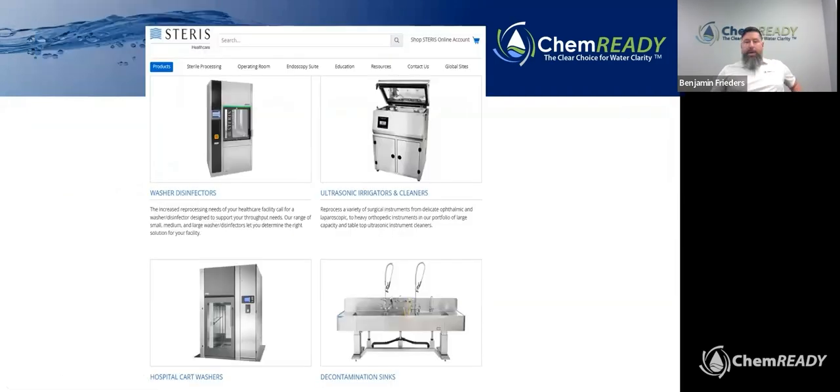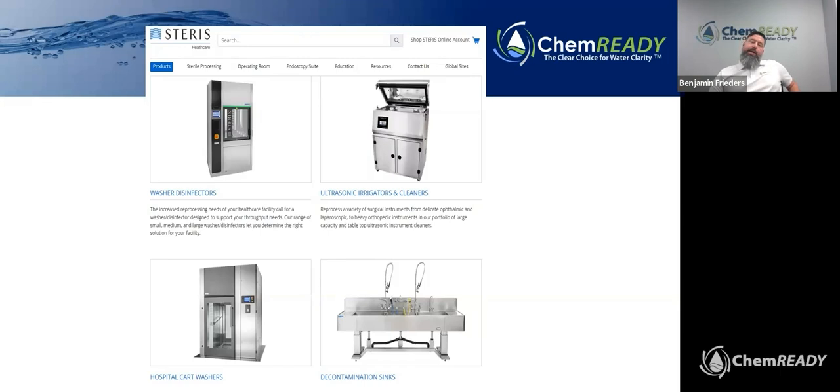Here are some pieces of equipment that you should be fairly familiar with if you are in SPDs or if you're in healthcare in general. So STERIS is a common manufacturer. Obviously, there are multiple other manufacturers out there, Getinge being another one. These are the pieces of equipment that would require that critical water be delivered to these devices. So you have washer disinfectors, ultrasonic irrigators and cleaners, hospital cart washers, and decontamination sinks.